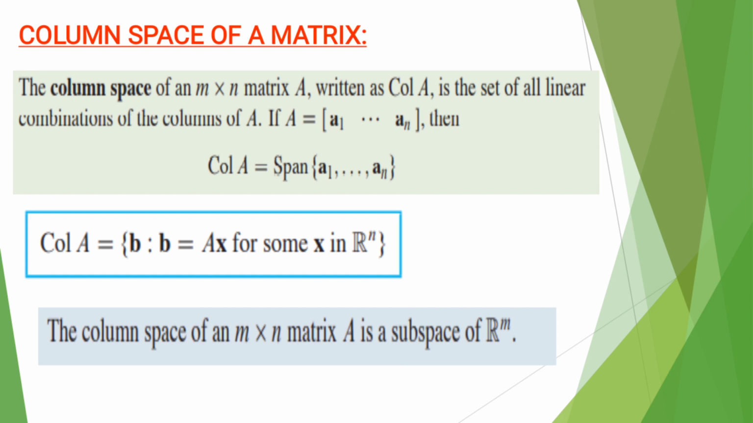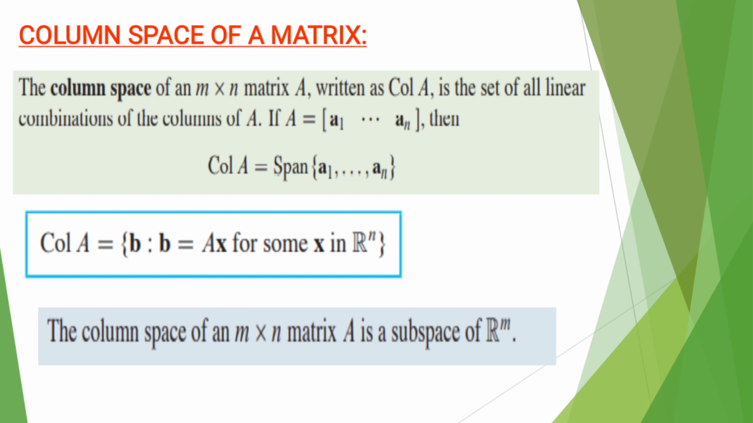So now, the column space of a matrix. The column space of an M by N matrix capital A is the set of all linear combinations of the columns of A. So if A has columns A1, A2, and so on up to An, then the set of linear combinations of these columns is called the column space of A. It is denoted by Col A.